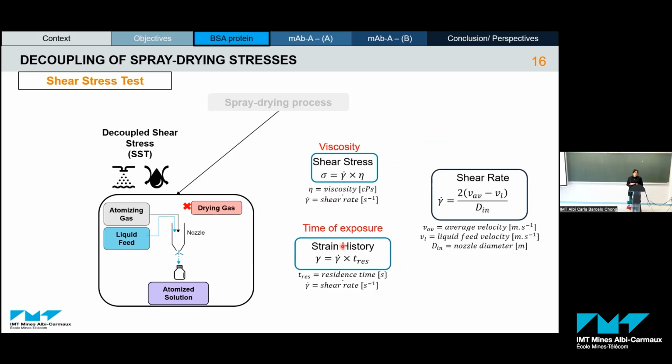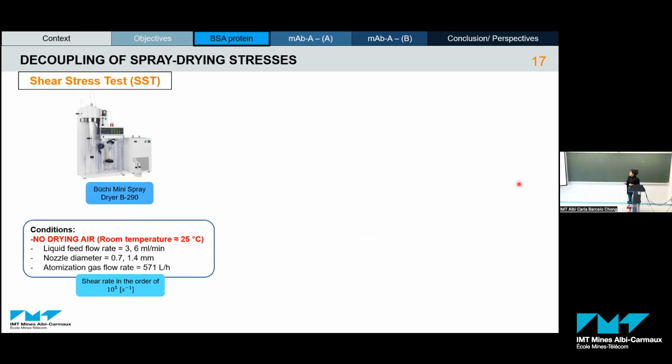Both parameters are related to the shear rate values that take into account the velocity of the gas and liquid feed flow rates and the nozzle diameter, for which we are using the geometry of the bifluid nozzle of our spray dryer. This is the setup used. It's a Büchi Mini spray dryer, B-290, in the conditions mentioned here, remembering there is no drying air, therefore we're using room temperature. And the shear rates generated for this test were around 10^5, which are usually found in lab-scale spray dryers.